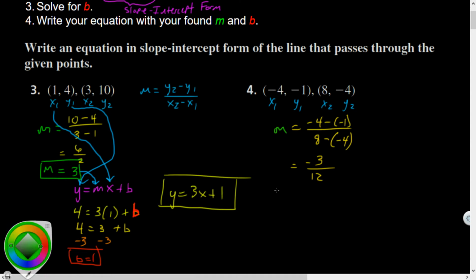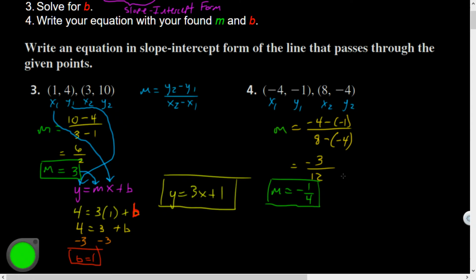And I'm going to simplify that. I get m equals... 3 goes into both of those. 3 goes into 3 once and into 12 4 times. So m is equal to -1/4. Yes, very good.